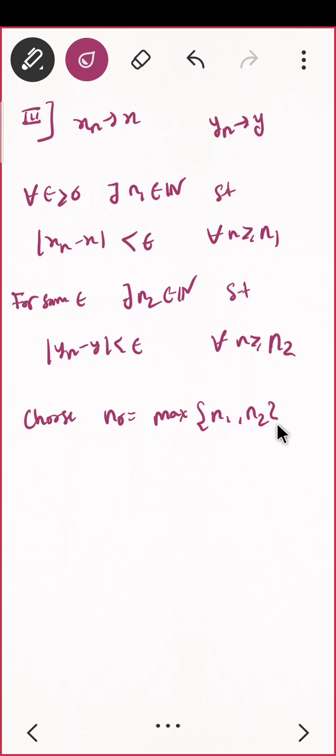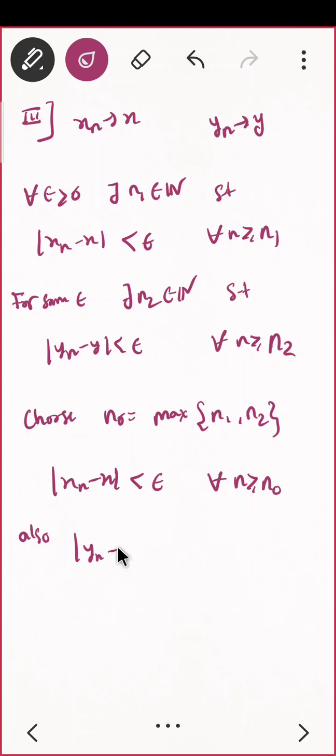So once you write this, then you have mod of xn minus x less than epsilon for all n greater than or equal to n naught. Also mod of yn minus y less than epsilon for all n greater than or equal to n naught. Till now, do we have any doubt? I just wrote the definition, that's it.